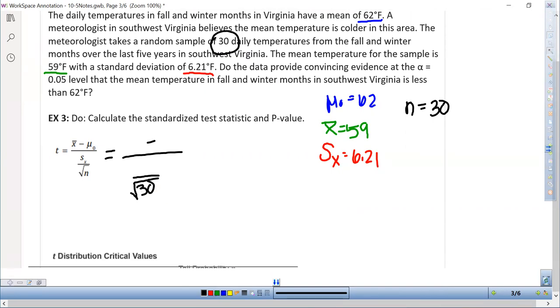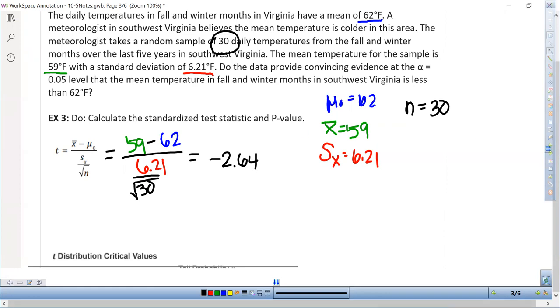So that means that we're going to take 59 and we're going to subtract 62, and then divide that by 6.21 over the square root of 30. So if we calculate that, we get a T value of negative 2.64. Okay, so we have a T value of negative 2.64.